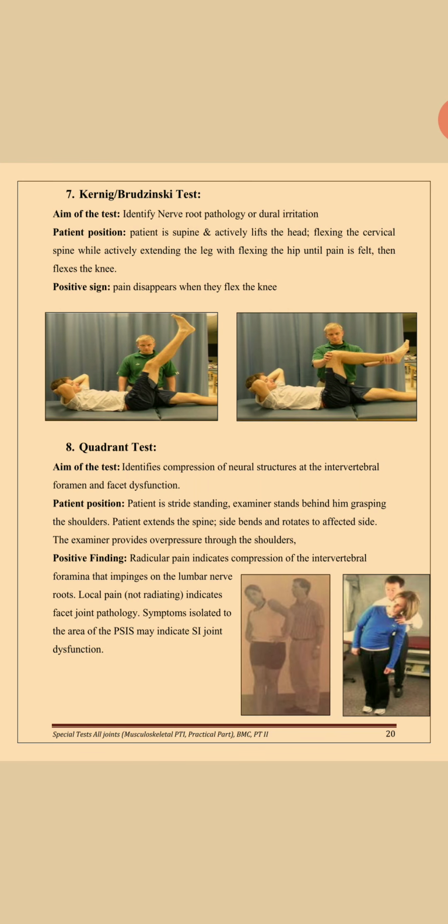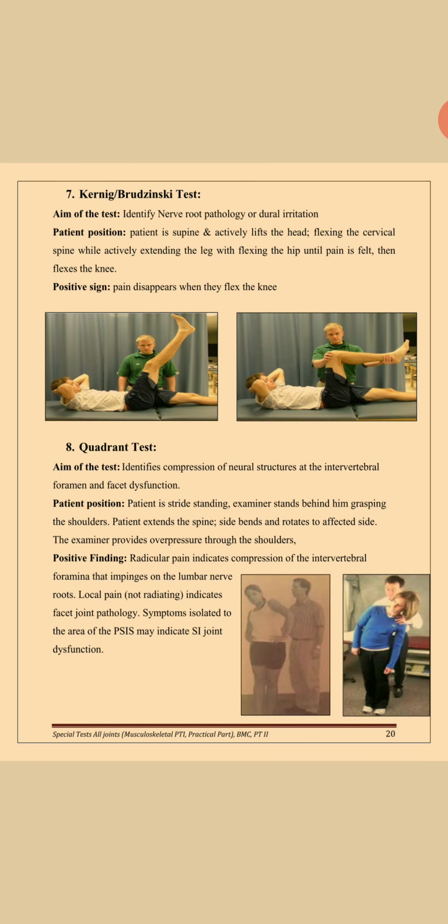Kernig-Brudzinski sign. Aim of the test: identify nerve root pathology or dural irritation. Patient position: patient is supine and actively lifts the head, flexing the cervical spine, while actively extending the leg with the hip flexed until pain is felt, then flexes the knee. Positive sign: pain disappears when they flex the knee.